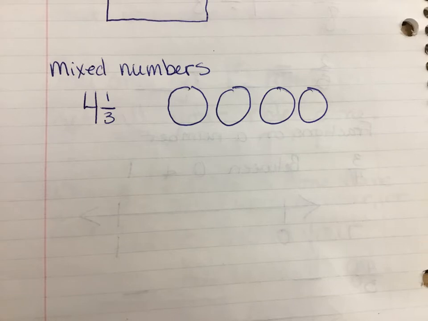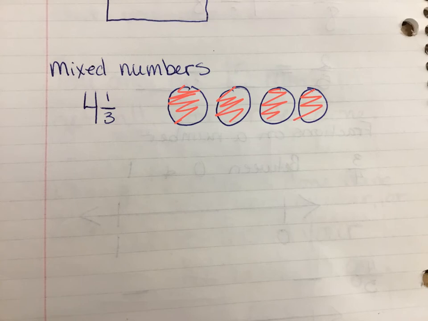We can also show mixed numbers in pictures here. This mixed number says that it is bigger than 4. It has 4 as a whole number, and then it has some extra. So we're going to start with 4 whole pizzas here, and we know because 4 is our whole number there, that those pizzas are all whole. And then we have a fraction, which is part of a whole.